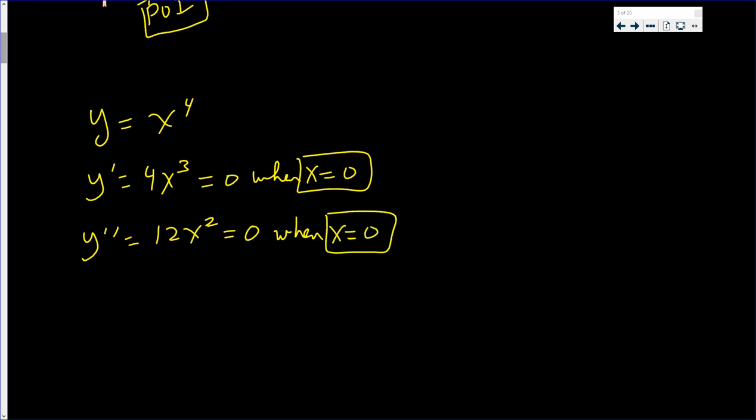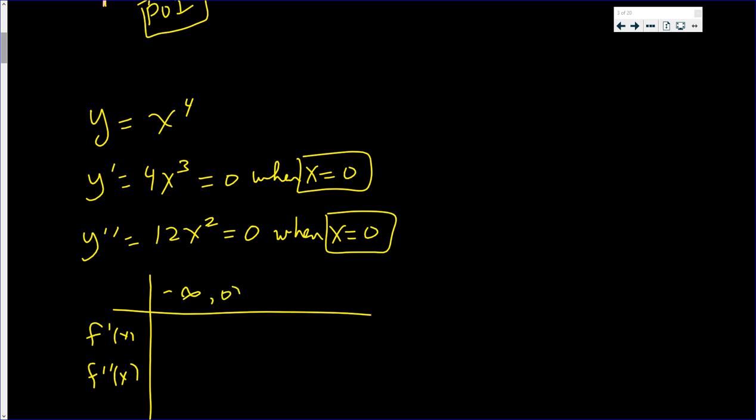And this equals 0 when x equals 0. Well, what's going on here? Do you have a max or min, an extreme value at x equals 0? Or do you have a point of inflection at x equals 0? Well, let us look at both the first derivative and the second derivative at 0.